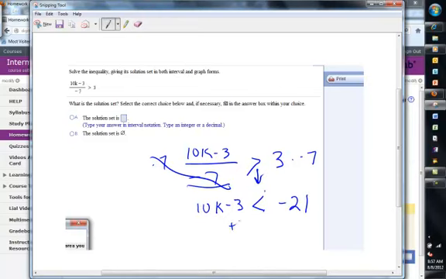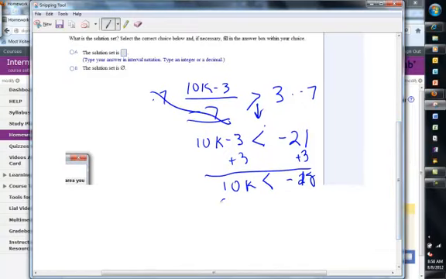Negative 21. Add 3 to both sides, and then you get 10k is less than negative 18. Divide both sides by 10, and you get k is less than negative 1.8. So the solution set will be parentheses, negative infinity, comma, negative 1.8, parentheses.